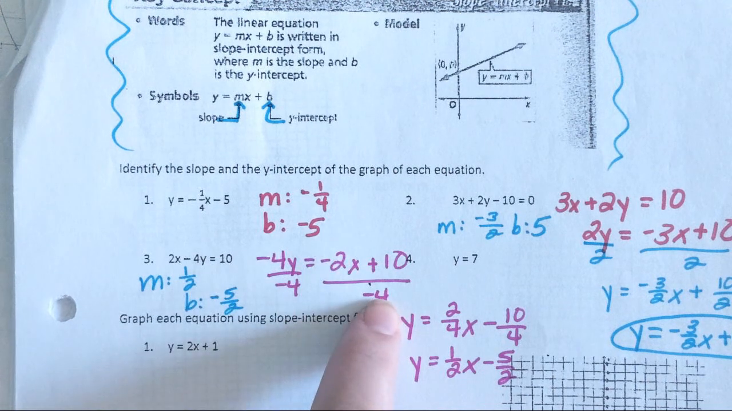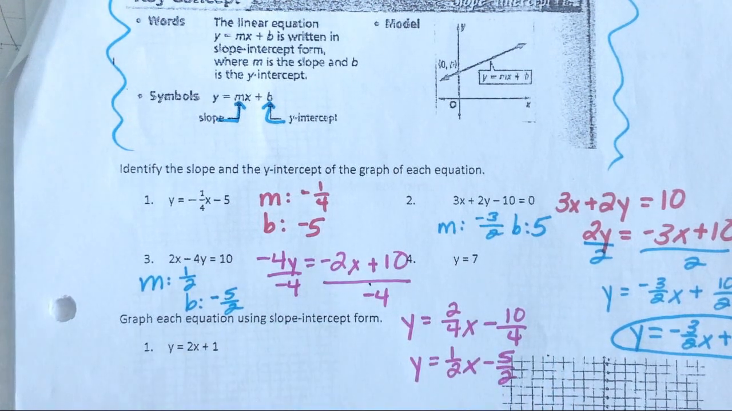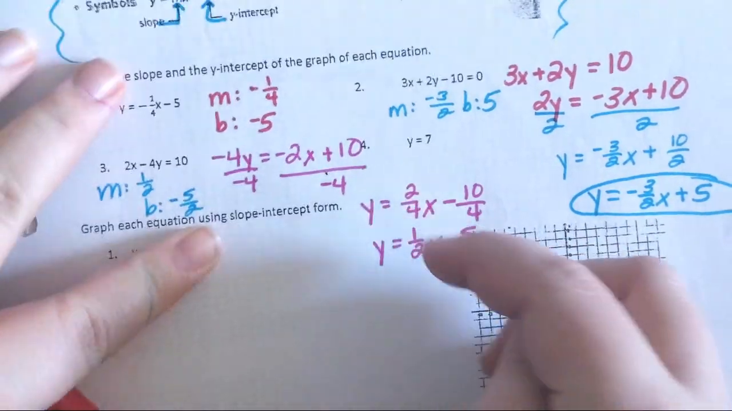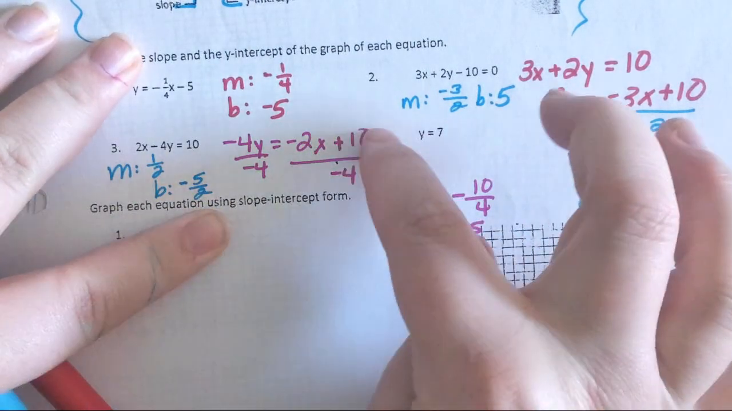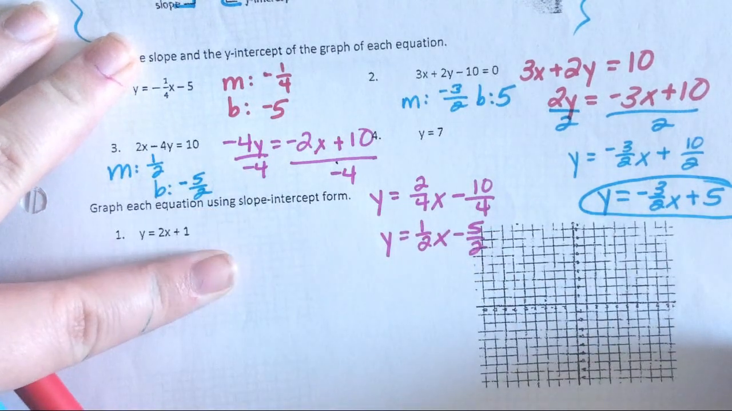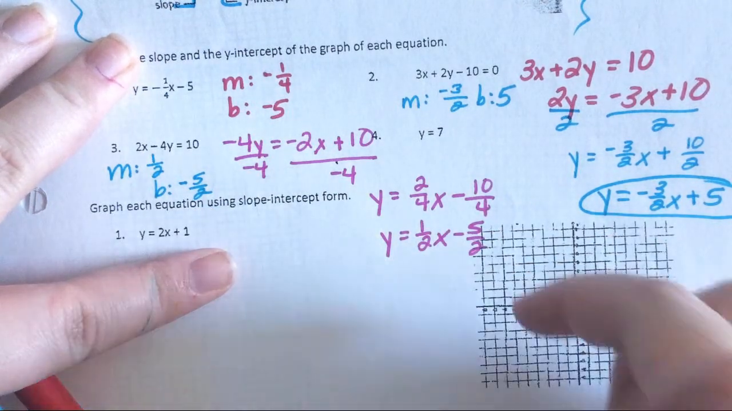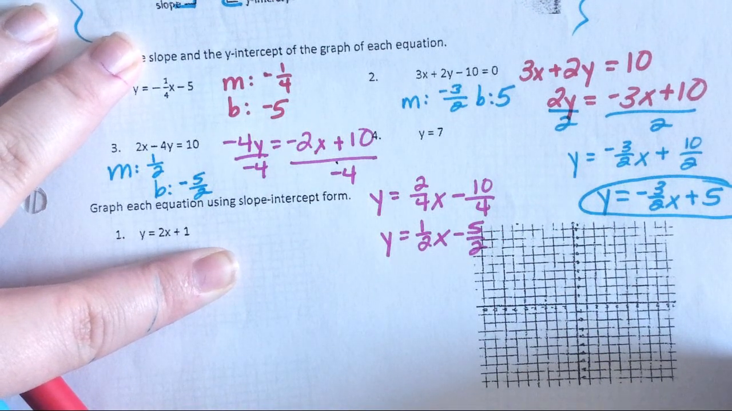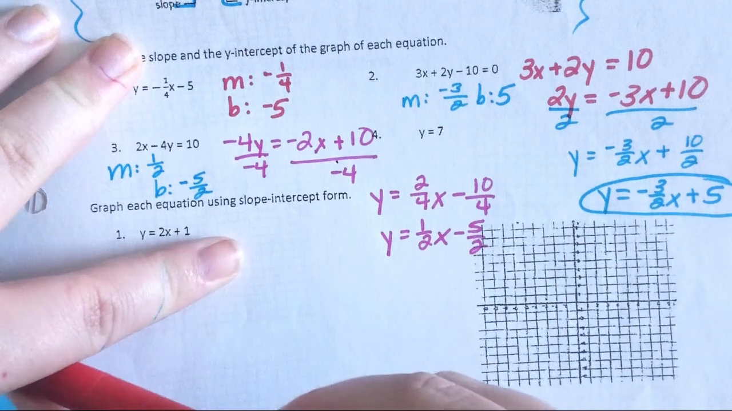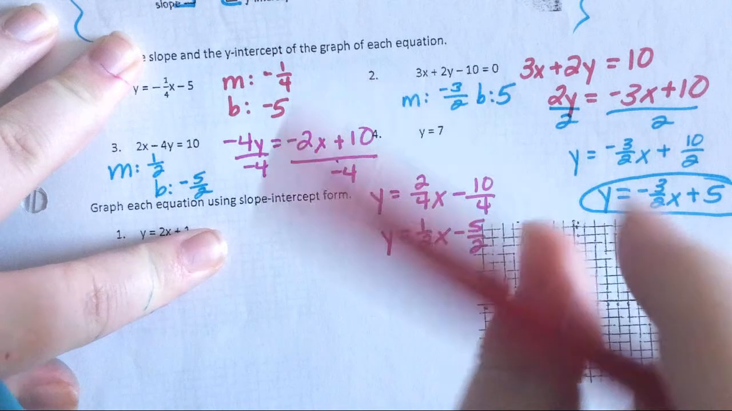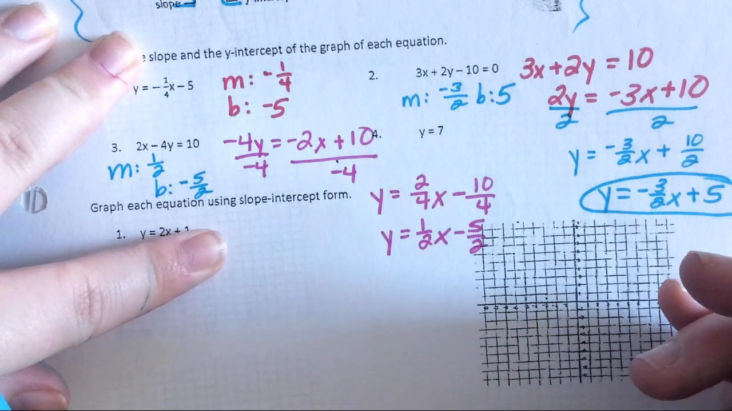Okay, so negative 2 divided by negative 4 is positive 2 over 4. Well, that reduces to 1/2. Negative 2 over negative 4 ends up being positive 2 over 4, and that reduces to 1/2. 10 over negative 4 is negative 10 over 4, and that reduces to negative 5/2. So my M is 1/2, my B is negative 5/2. Are there any questions about number 3? Number 4 is up to you. Does someone want to tell me the M and the B on number 4?